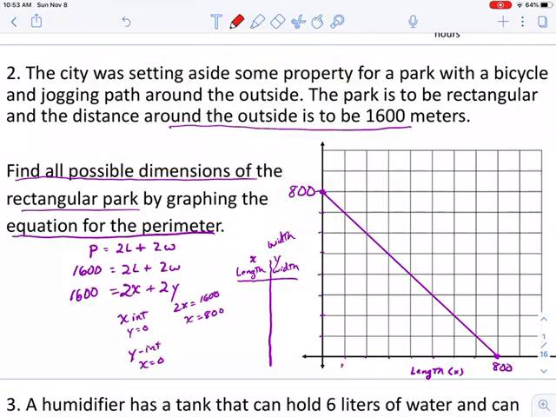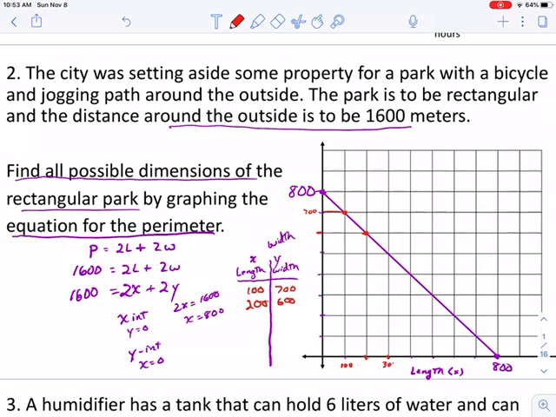So let's see what we have. If the length is 100, well, I'm not going to include 0 and 800 because you can't have a length of 0 for a rectangle. Now, there are other solutions here, but let's stick with the hundreds. So if the length is 100, then the width would have to be 700. So there's a solution. If the length is 200, then we have this point, and the width would have to be 600. 200, 600.